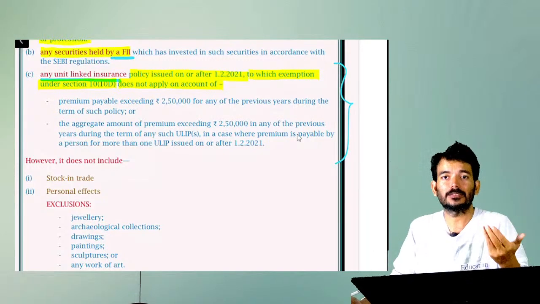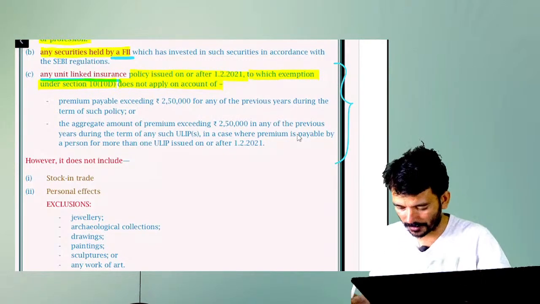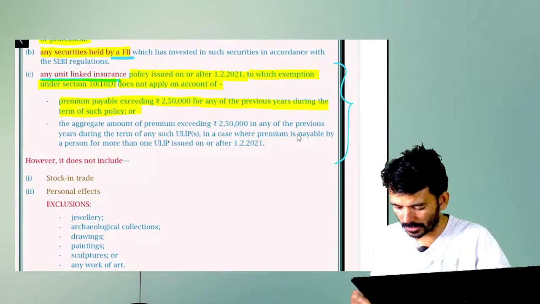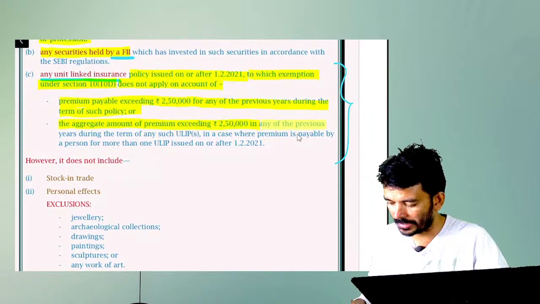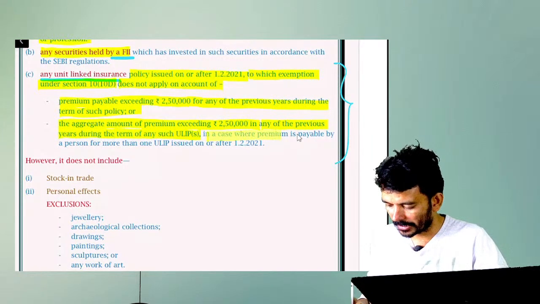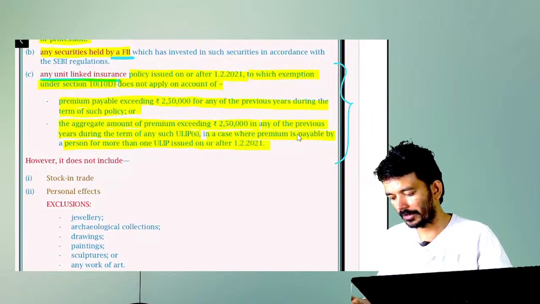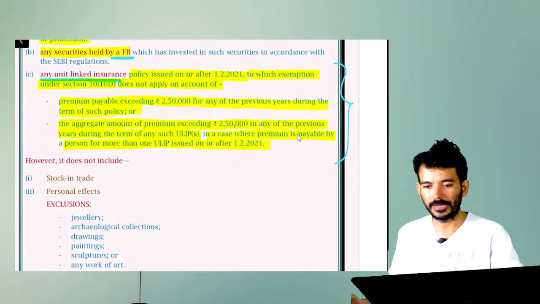See why they are not getting exemption? This is a condition: premium payable exceeding 2.5 lakh for any of the previous years during the term of the policy, or the aggregate of amounts of premium exceeding 2.5 lakh in any of the previous years during the term of any ULIP, in case where the premium is payable by a person for more than one ULIP issued on or after 1st Feb 2021.